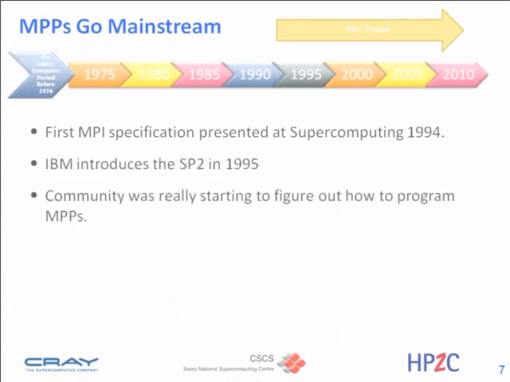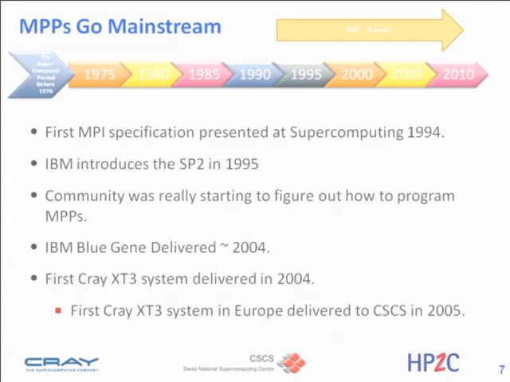And then MPPs became a common way of programming these high performance systems. And MPI was defined in 1994. I think we had some problems, right?